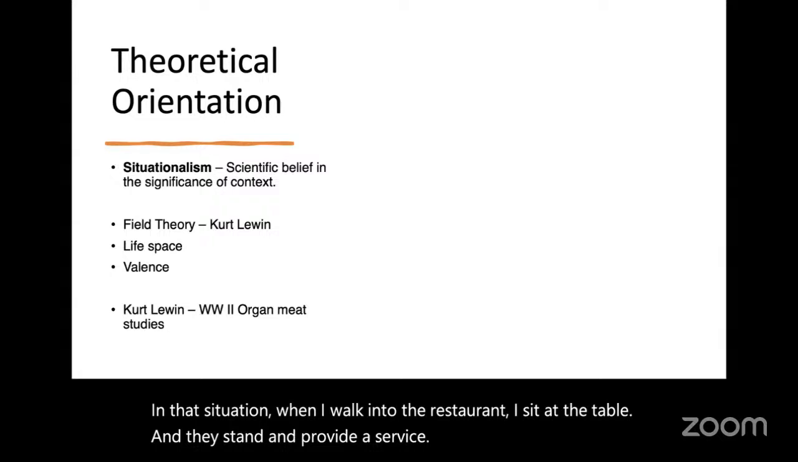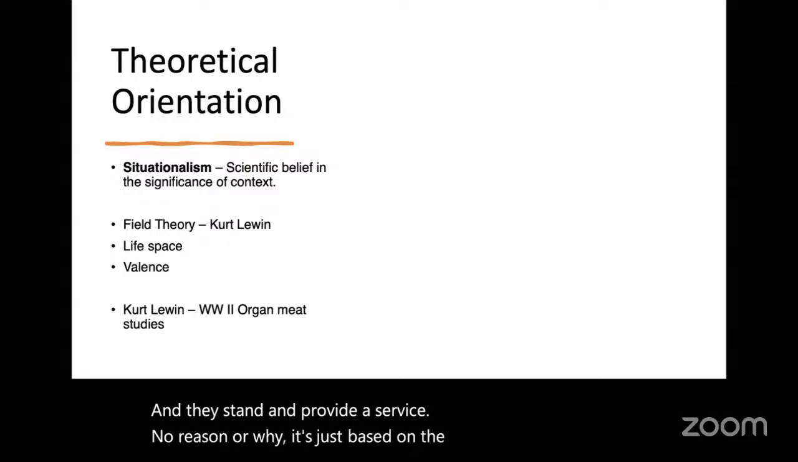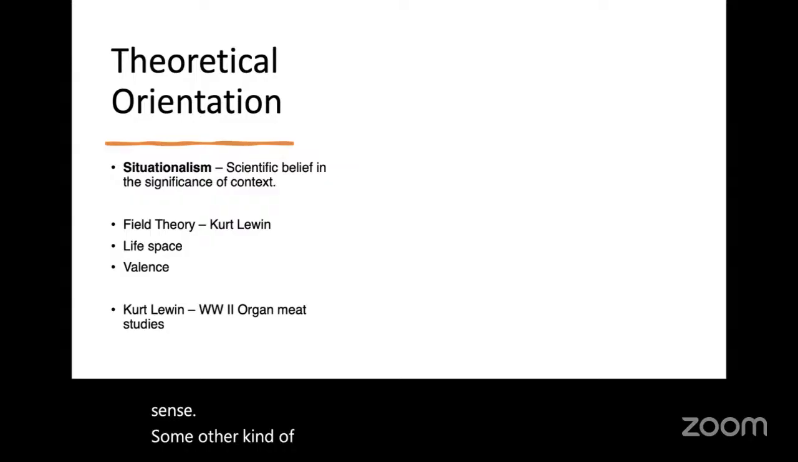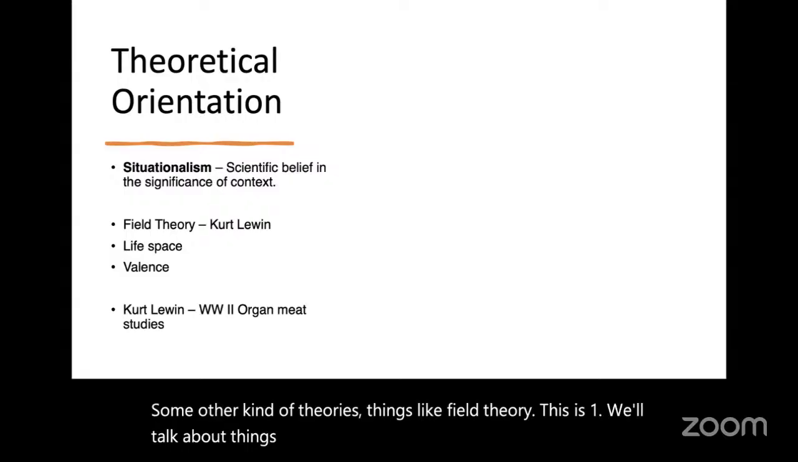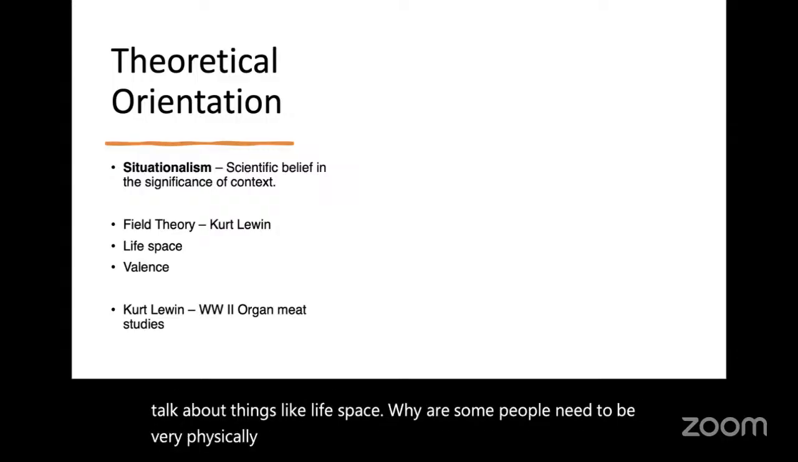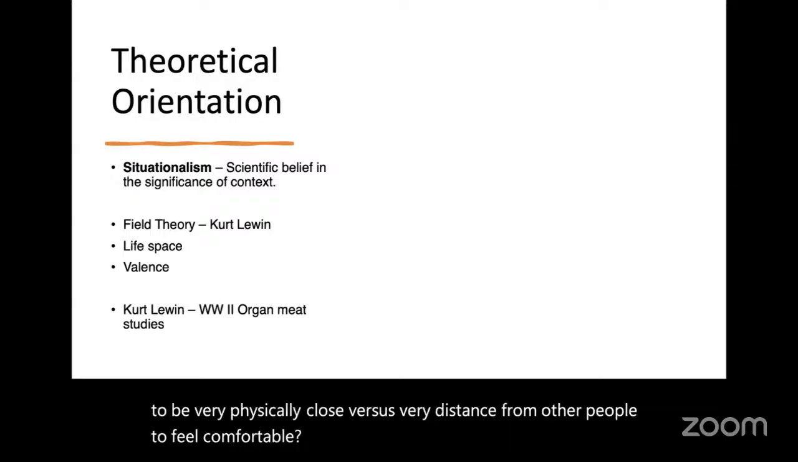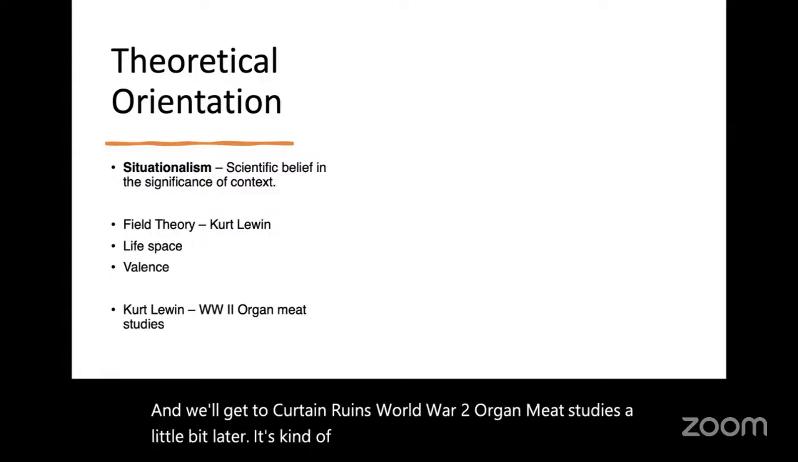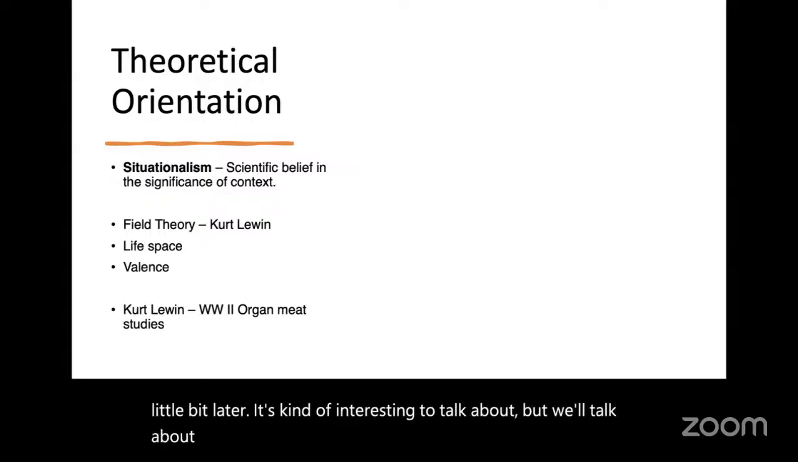No reason or why, it's just based on the situation, if that makes sense. Some other kind of theories, things like field theory. This is when we'll talk about things like life space. Why do some people need to be very physically close versus very distant from other people to feel comfortable? And we'll get to Kurt Lewin's World War II organ meat studies a little bit later. It's kind of interesting to talk about, but we'll talk about it a little bit later as we move along. But these are some of the theories.